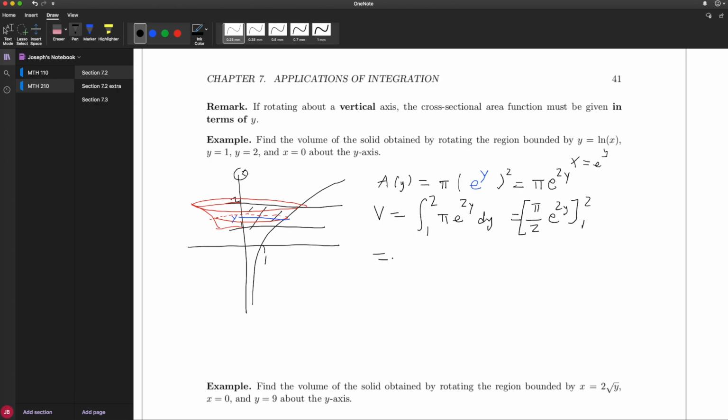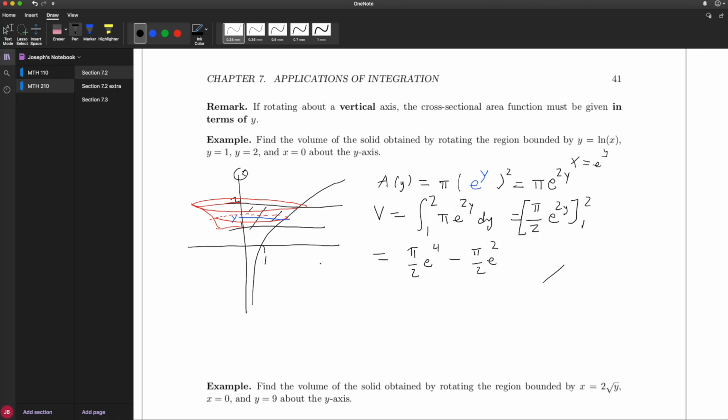And working this out, plugging in 2, we get pi over 2 times e to the 4 minus pi over 2. Now just plug in 1 and you get e to the second. And honestly, that's about as much as you can do with this problem. So that one's done.